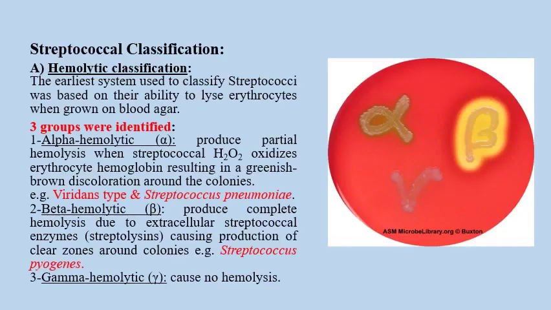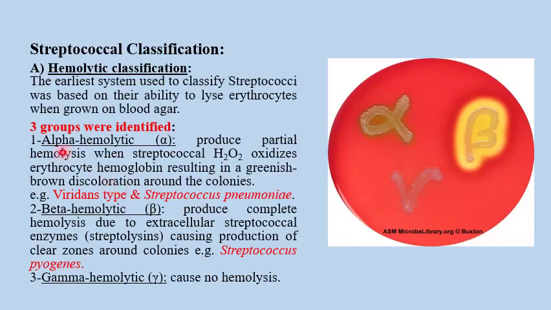In streptococcal classification, actually there are two types of classification and both are important. The first classification, which is the earliest system, known as hemolytic classification, is used to classify streptococci based on their ability to lyse erythrocytes اللي هي موجودة on the blood agar on which they are grown. As we see this plate, blood agar plate. ففي عندنا three groups of this type of classification. بيقسم الستريبتوكوكاي إلى three groups.